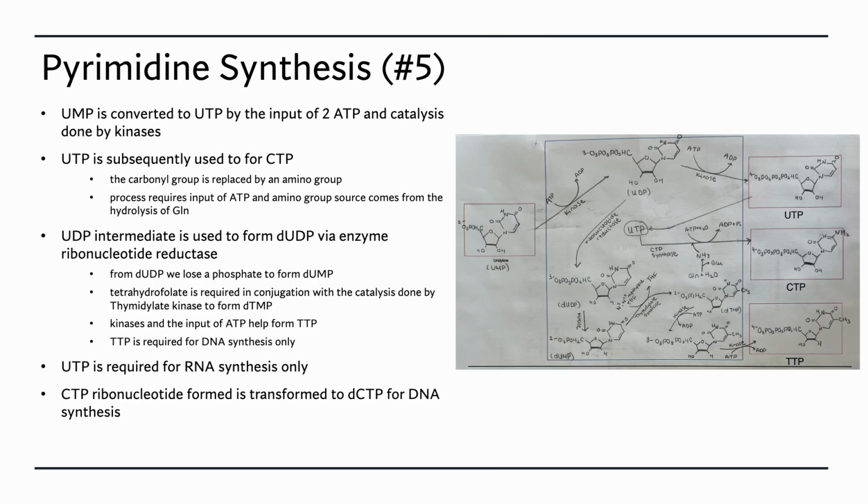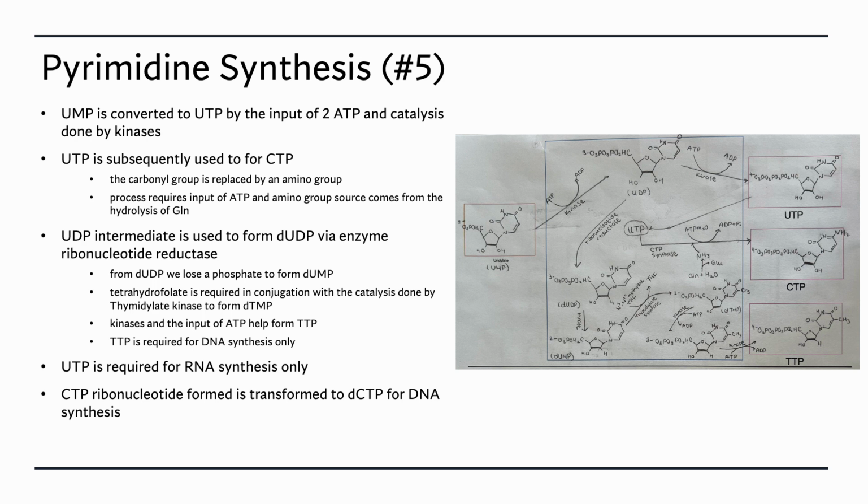So how are UTP, TTP, and CTP formed? UMP is converted to UTP by the input of 2 ATP in the catalysis done by kinases. The same UTP is then subsequently used to form CTP. Basically, the carbonyl group is replaced by an amino group, and this process requires the input of ATP, and the amino group source comes from the hydrolysis of glutamine.